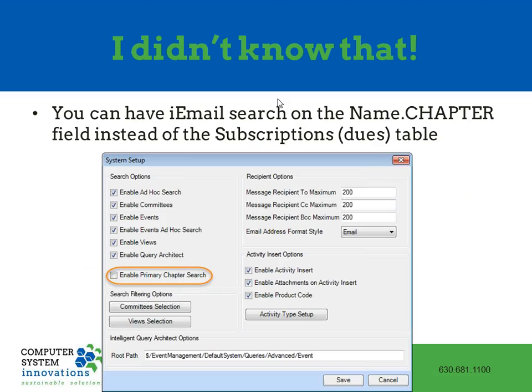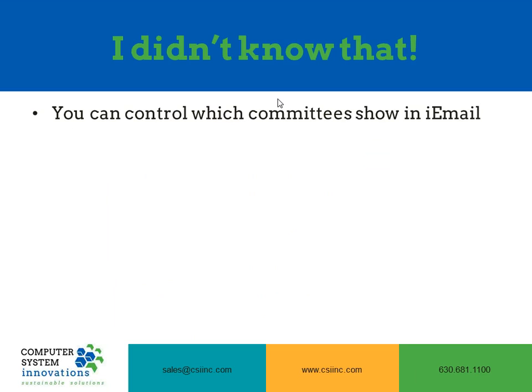You can also have iEmail search on just the primary chapter. In iMIS, when you add someone to a chapter, I don't know if you've noticed, it creates a subscription record. And the reason is that you can belong to multiple chapters. We have users that say, I don't care how many they belong to, I only want them searching the primary chapter. If you turn that on, iEmail, when you choose chapter, is only going to look at named chapter instead of the subscriptions table. So a little hidden thing that may be powerful to some users and not others.